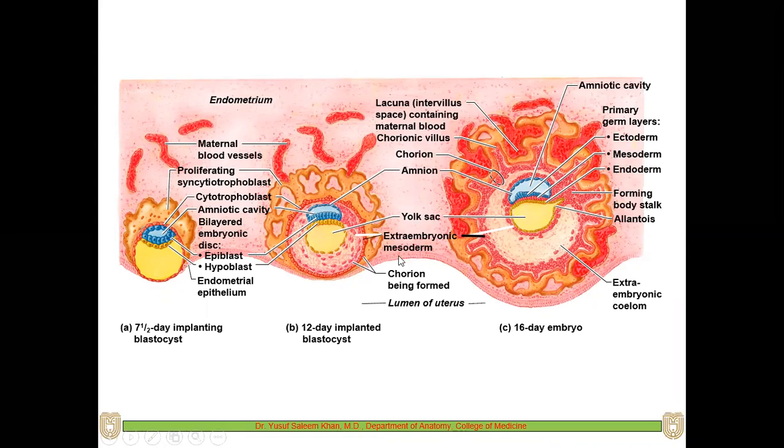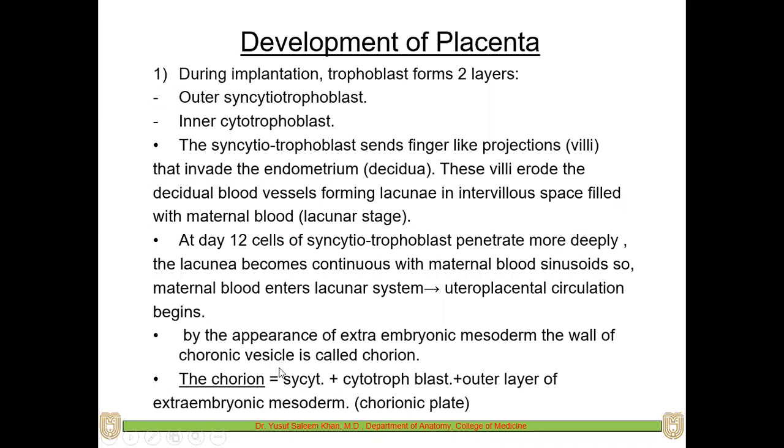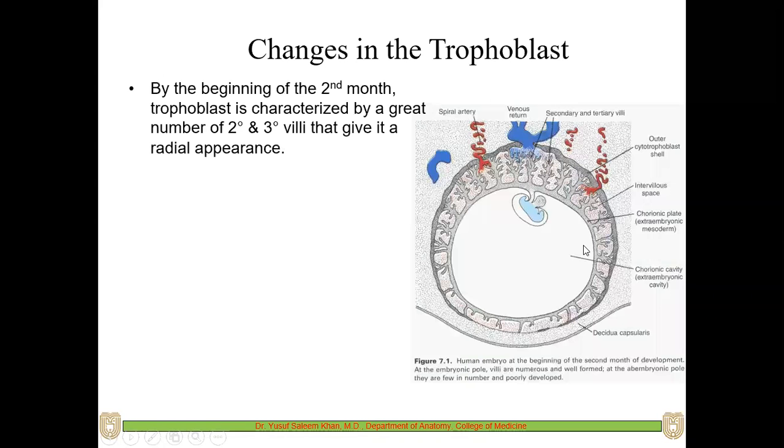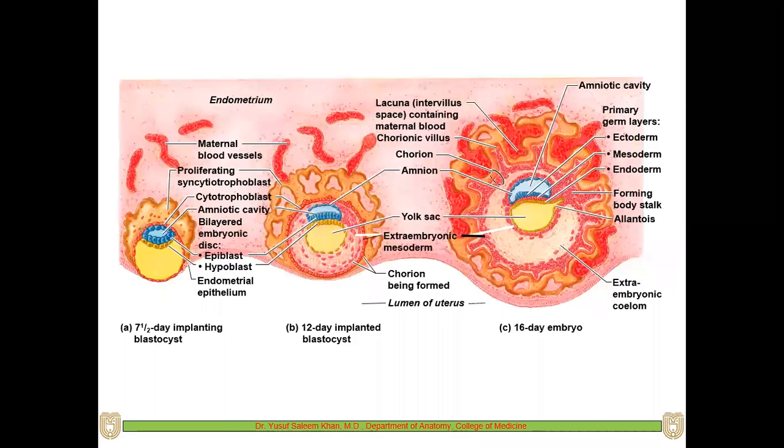Chorion is being formed here, and here it is already formed. So this chorion, as I said, is a combination of syncytiotrophoblast, cytotrophoblast, and the outer layer of the extra-embryonic mesoderm. Together it is called the chorion, or it is also called the chorionic plate. So here is the chorion being formed. Now what happens? How does it become the placenta? Still it is in very early stages, as you can see here, with these villi-like projections and the uteroplacental circulation.